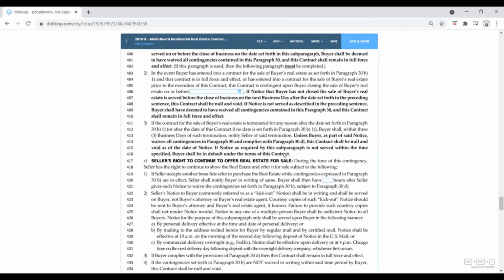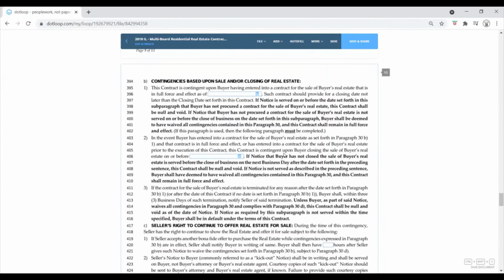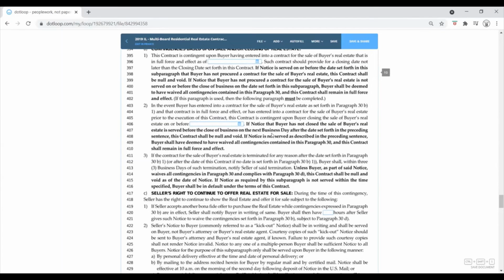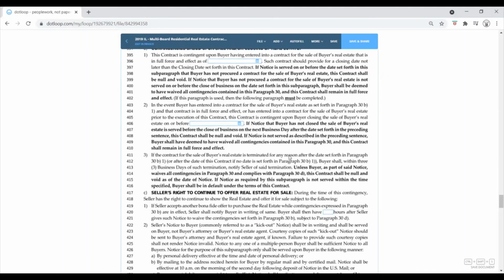And the reason you want to do that is because you don't want someone to just put their property on the market and then you're waiting 3 months for their contract to go through, right? You want to give them an ample amount of time.